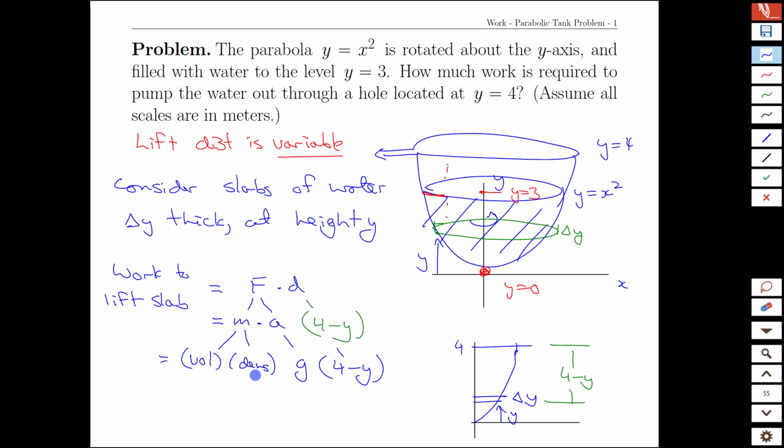Now the density we know, that's the density of water. The tricky part here is going to be the volume of the slab. So this is going to be a little more involved because of the more complicated shape of our container. So let's take a look at it on the next page.